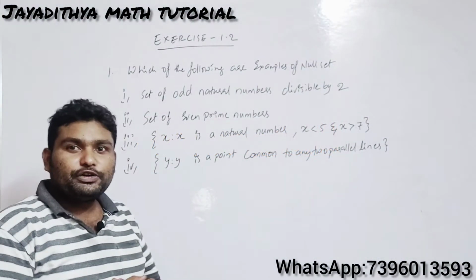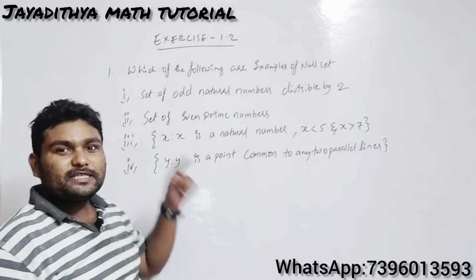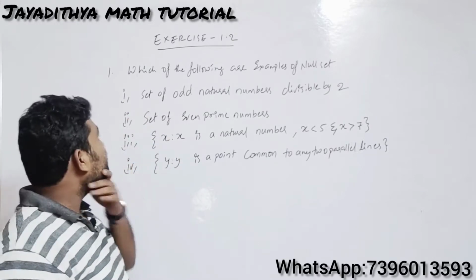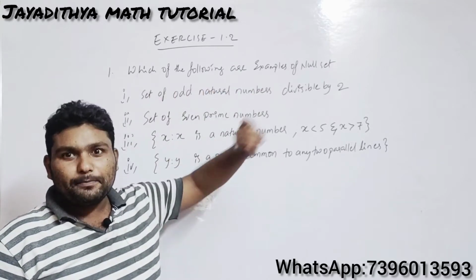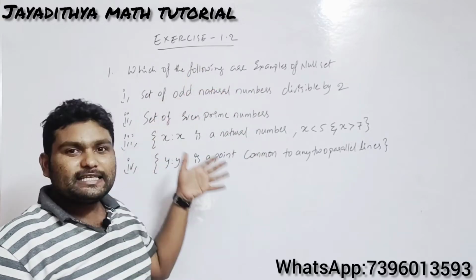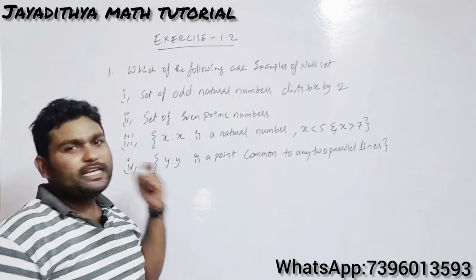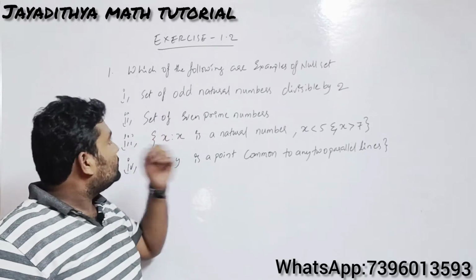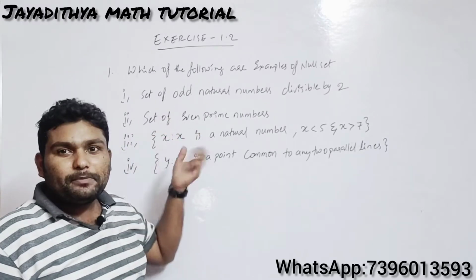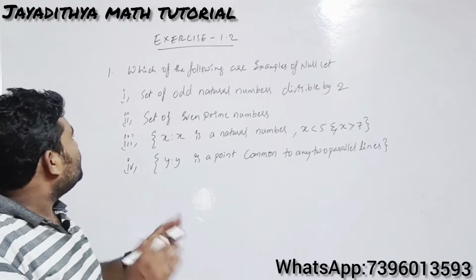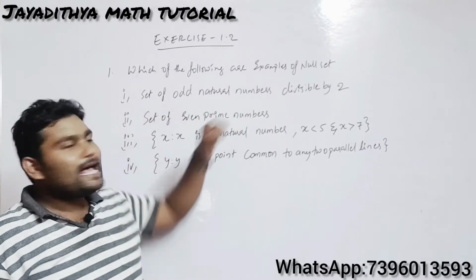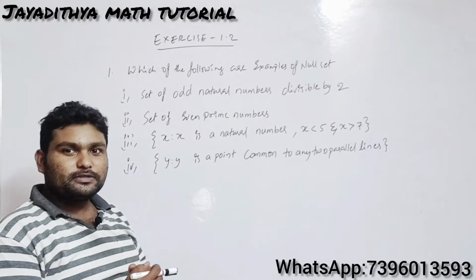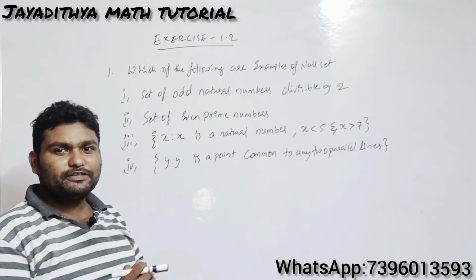Right now, look here. This is the first problem of your exercise 1.2. What is the question? Which of the following are examples of null set? Here he has given 4 sets from which we need to show whichever is the example for null set. What is the first one here? That is set of odd natural numbers divisible by 2. Set of odd natural numbers divisible by 2.